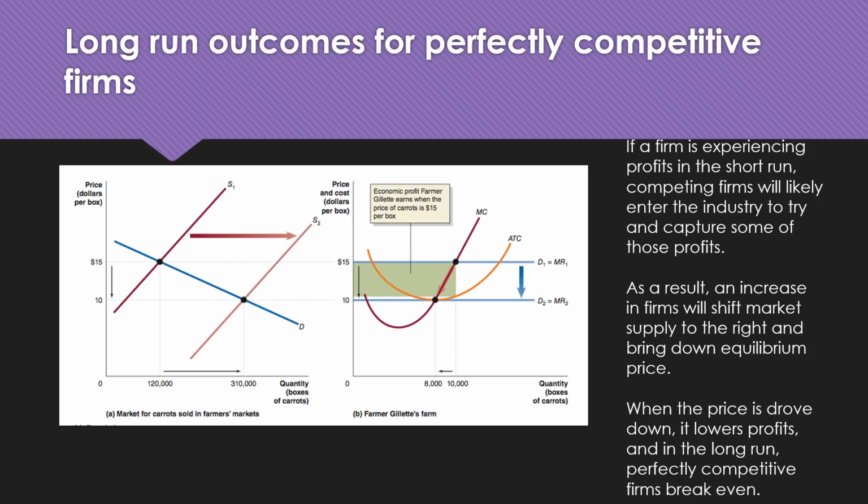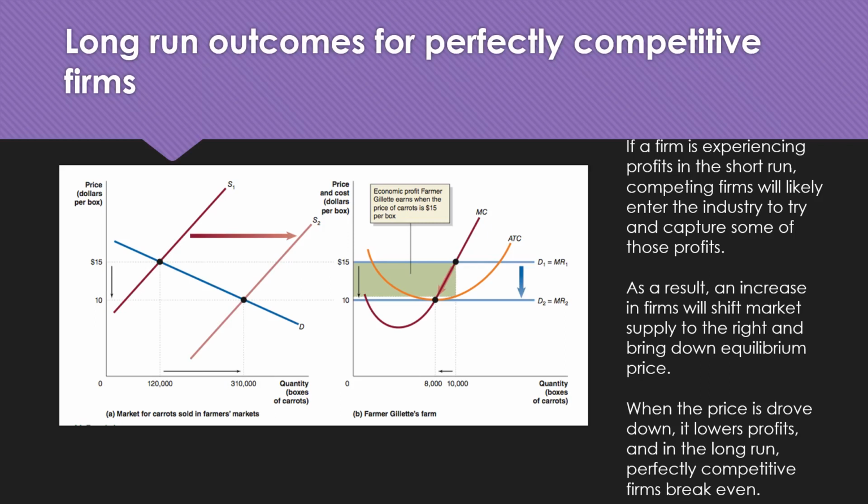Now, if all these other people are thinking, well, if producing carrots is going to make me 45 grand in profits, then why shouldn't I get in the business too? So they do. They enter. And by them entering, it pushes downward pressure on the price to the point where it's 10 bucks. At $10, the profit-maximizing level of output is 8,000 boxes of carrots instead of 10,000 for Farmer Gillette. His average total cost at that quantity is $10, and so the firm is actually breaking even.